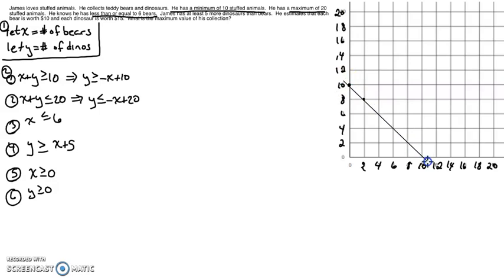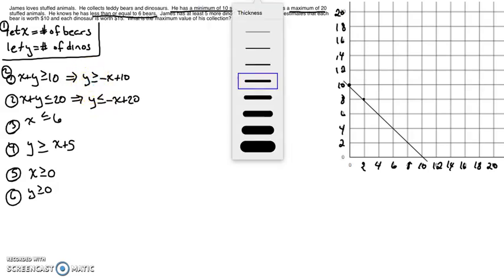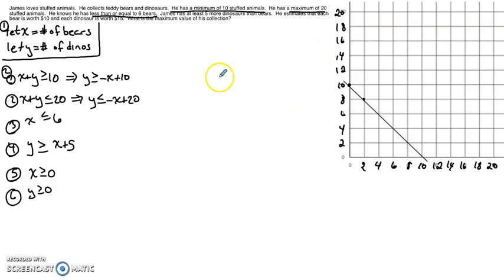There we go. Now, if we think about it, we know that we're going to be shading above this line because it's greater than or equal to. So let's do a little bit of shading. We'll do this one in red above the line. I'm just going to put in little arrows here because it'll be a little less messy if we just use some arrows rather than shading a whole bunch.